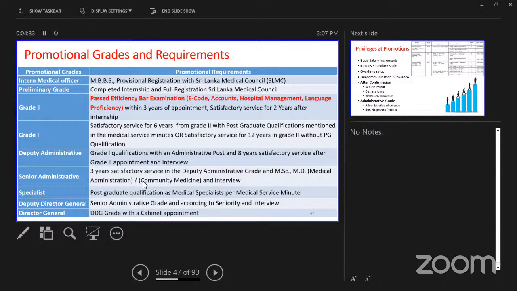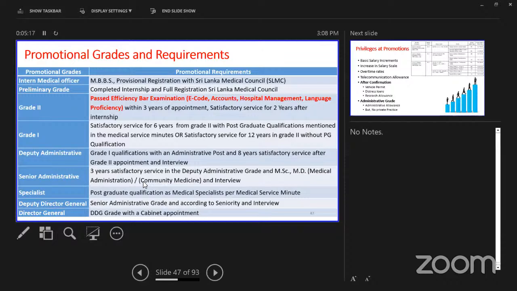Then grade 1 requires satisfactory services for 6 years from grade 2 with postgraduate qualifications mentioned in the medical services minutes. 6 years from your grade 2, if you have PG qualifications; otherwise it will be 12 years. So I'm not going to give you details about deputy admin, senior admin grade, and the specialist grade. Those things are not material for the moment. I just want to highlight the promotional grades in the medical officer period: intern medical officer, preliminary grade, grade 2 and grade 1.